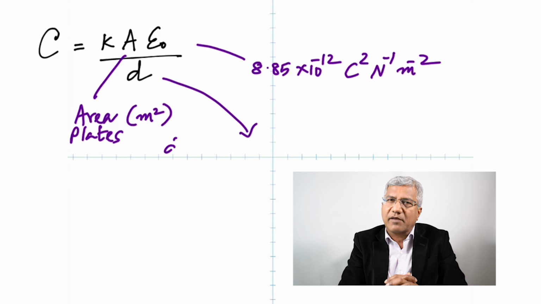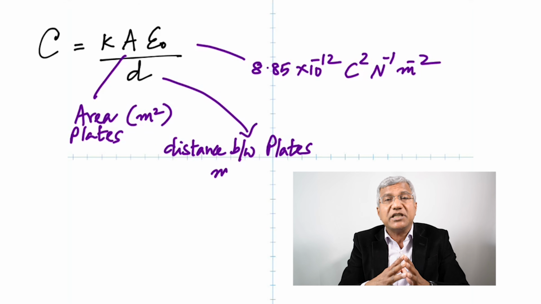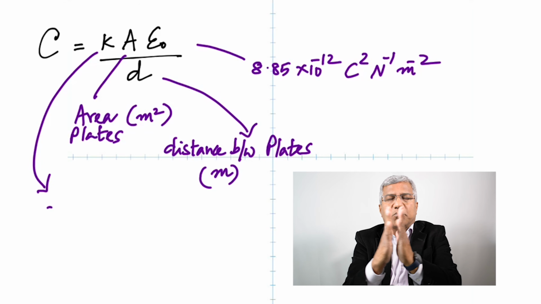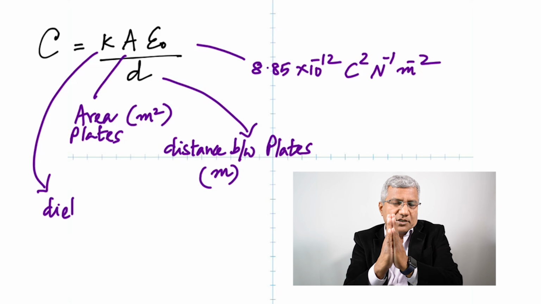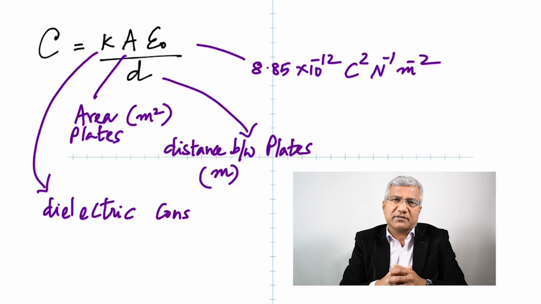You need not cram all the units. Neither do you need to memorize the constants. It'll all be given to you. You just need to know what they stand for. D is the distance between the plates. So those are the 4 factors on which capacitance depends.